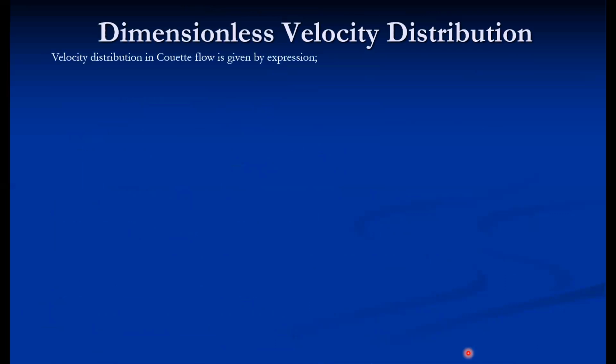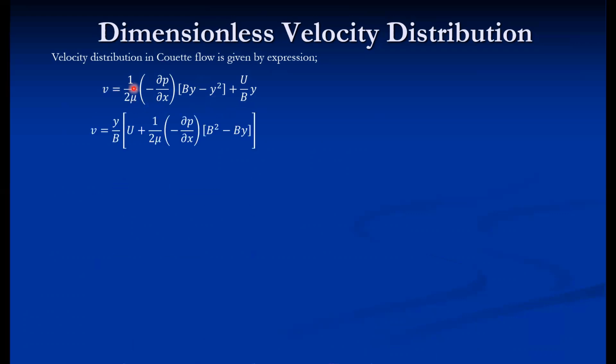Now, it is found convenient to present this velocity variation in the form of a dimensionless equation. So we convert this Couette flow equation into a dimensionless velocity distribution. So this is the velocity distribution as we have discussed in the previous slide. Now, after rearranging, we take y by b common on both sides. So v is equal to y by b, and here only u is present, plus y and b are additional here.